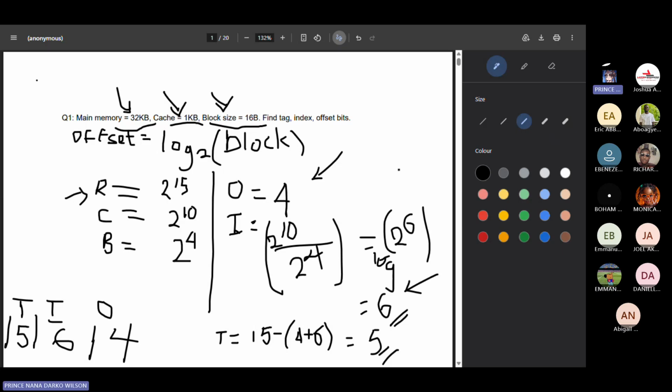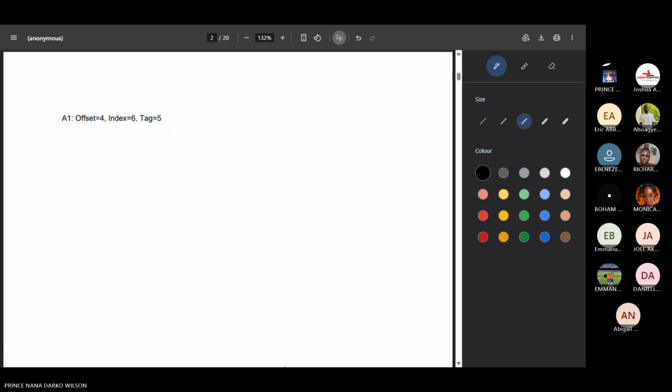We have the answers on the next slide, so let's see. All right, so there we go. The offset is 4, the index is 6, the tag is 5. That's correct. Okay, so please, does this make the concept I was trying to explain last week better understood? Is it clearer now?